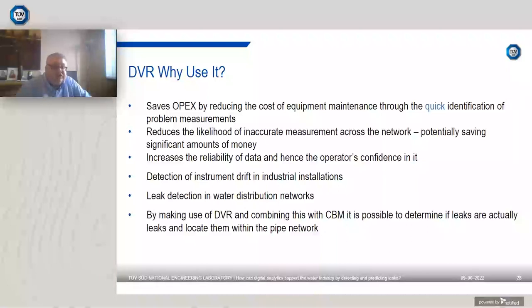Data reconciliation is not magic. It does not introduce new data that is not already there. What it does is allow the operators of networks to make the most of the data that they have, with the accompanying financial and operational benefits.